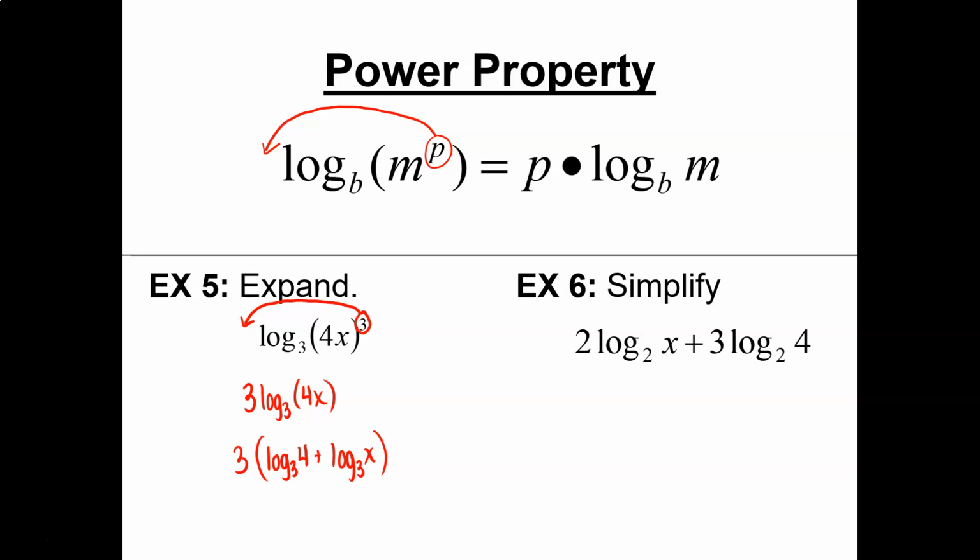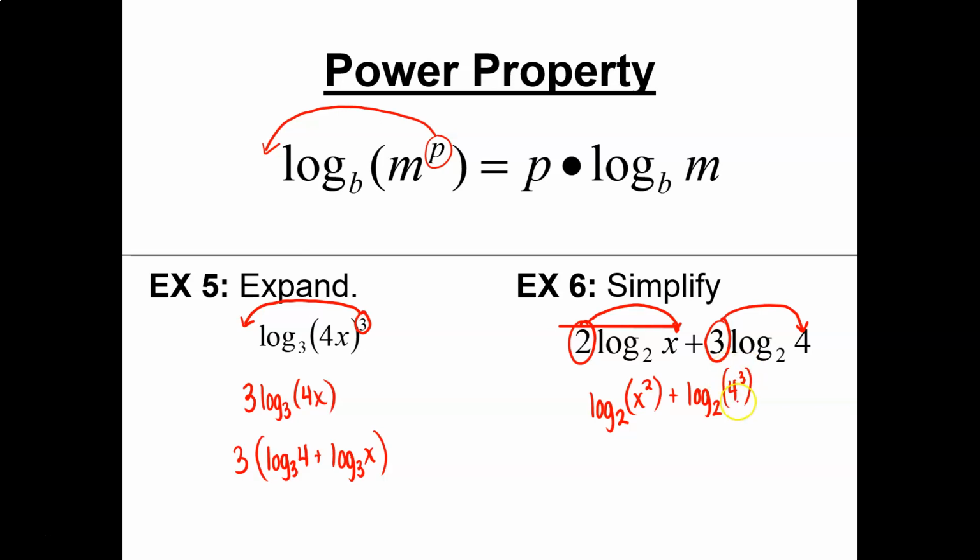Okay? Questions so far? All right, for example 6, we're asked to simplify. So the first thing, we do have a plus sign here, but notice that we got this 2 out front and this 3 out front. We cannot combine those until they're just straight logs, right? So this 2 and this 3, they have to be pulled in as exponents first. So we'll have log base 2 of x squared plus log base 2 of 4 to the 3rd power.